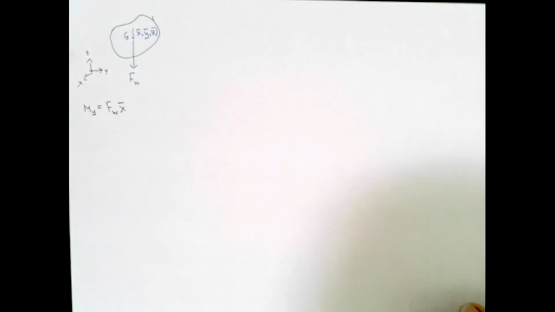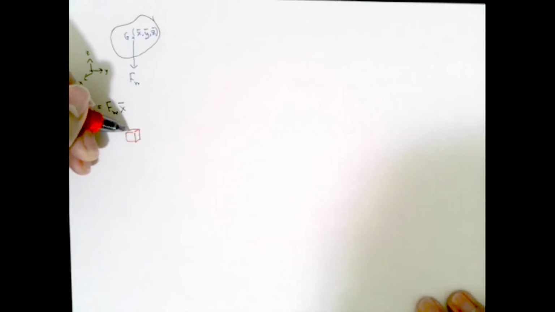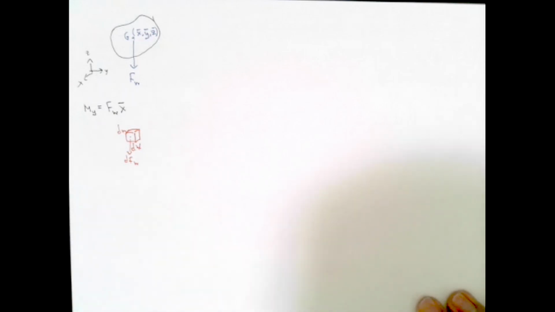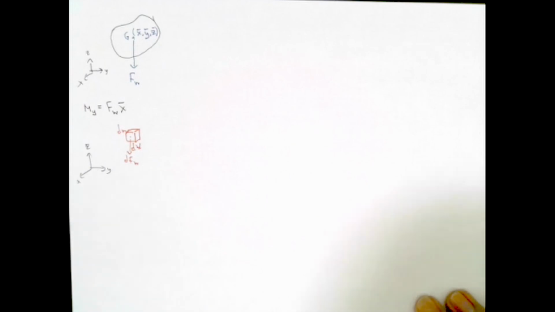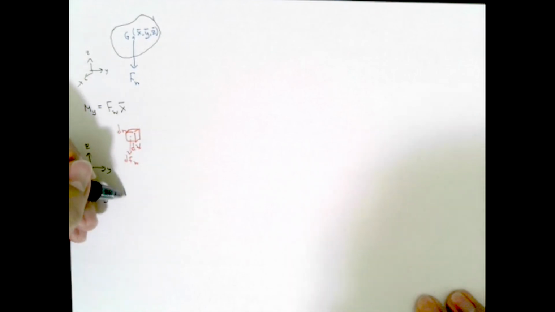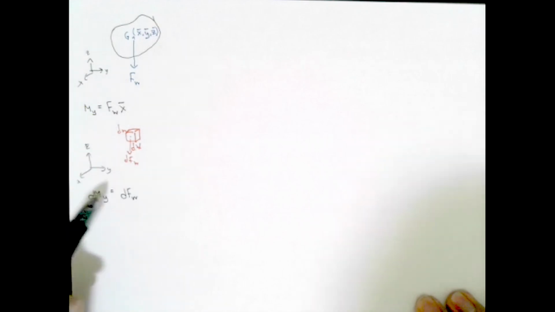But now let's figure out what we know about the differentially small, infinitesimally small elements with volume dV, with force dFw, and with mass dm. So what do we know about this element? We know that this element will exert its own tiny moment about the X, Y, Z axes. And again, the tiny moment, I'll just call it dM, in the Y direction should be equal to its weight, that's dFw, multiplied by the X coordinate of the centroid of this element.